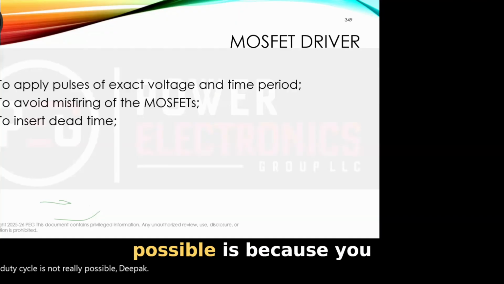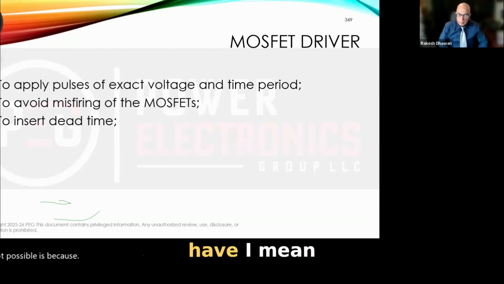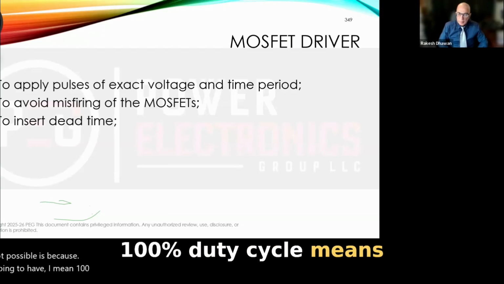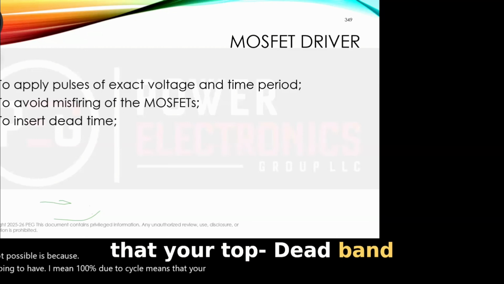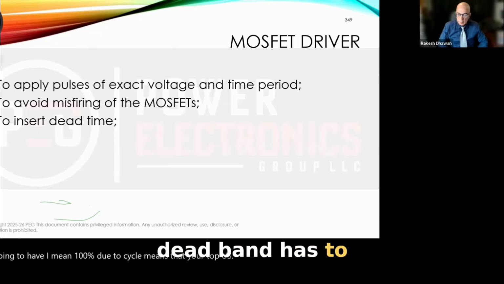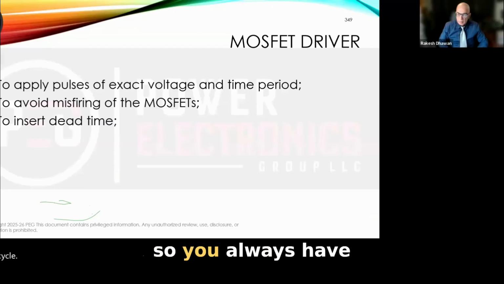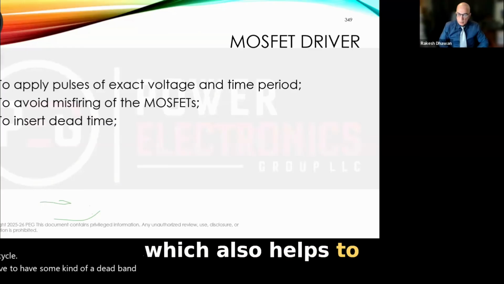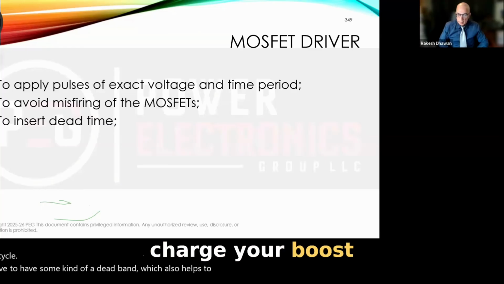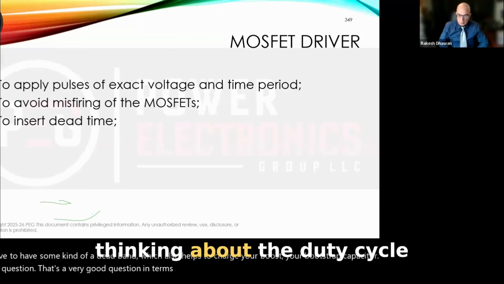The reason it's not possible is that 100% duty cycle means that your top deadband has to also be there. Yes, deadband has to be there, and then you cannot modulate your voltage with a 100% duty cycle. So you always have to have some kind of a deadband, which also helps to charge your bootstrap. But that's a good question. That's a very good question in terms of thinking about the duty cycle.